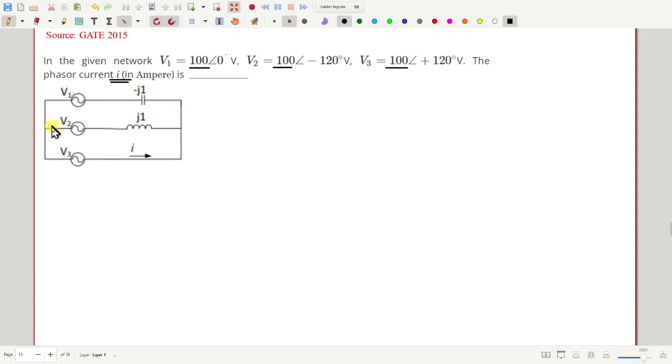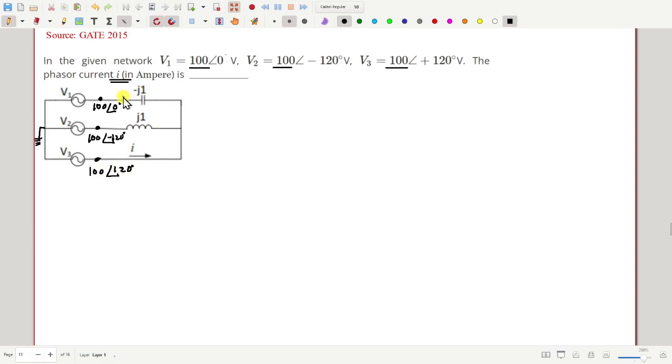Is there any earth point, ground point? No. But anyway, we can take any one point as the reference point. So this is grounded, 0. So this point is 100 angle 0 degree. This voltage V2 is 100 angle minus 120 degree. And here we have 100 angle plus 120 degree.